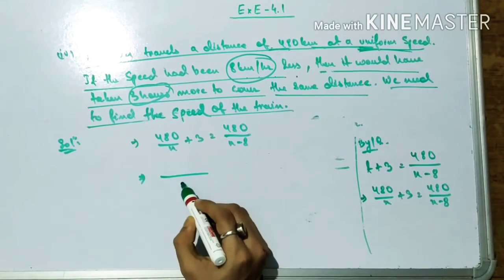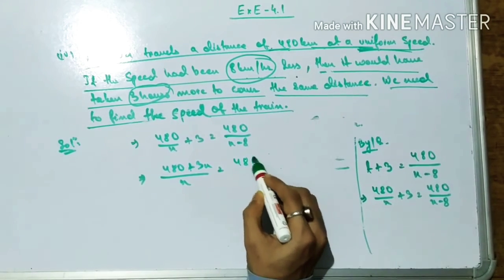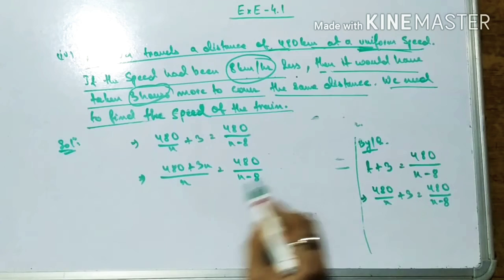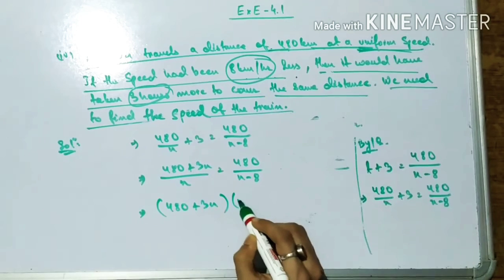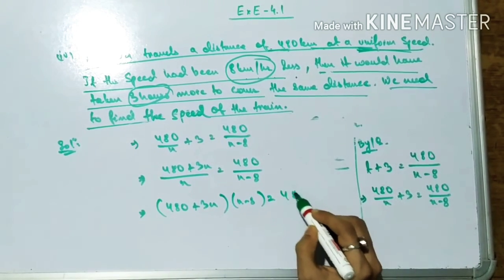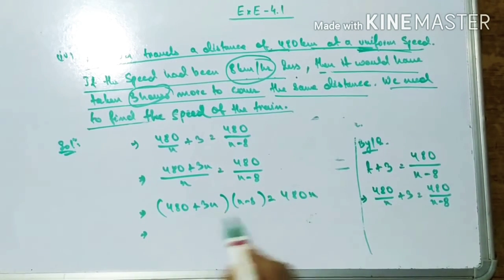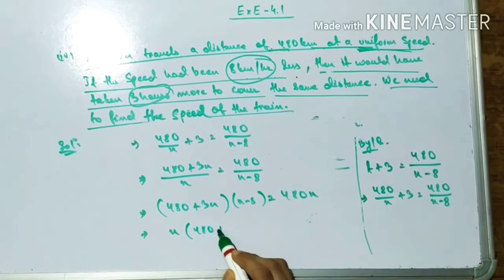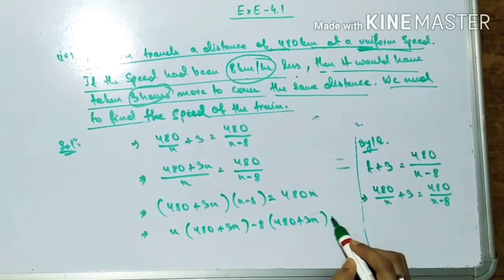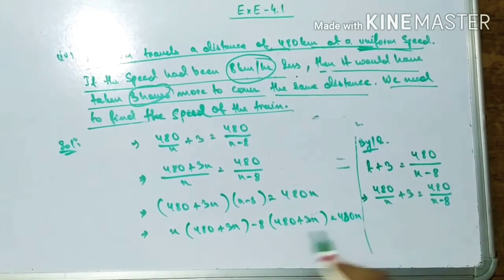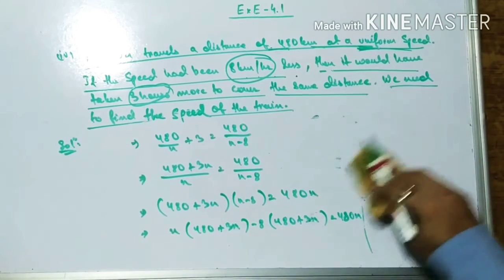Here I can take the LCM; x will be the LCM. So 480 plus 3x over x is equal to 480 by x minus 8. I will do cross multiplication. 480 plus 3x into x minus 8 is equal to 480x. If I multiply this out, x into 480 plus 3x, minus 8 into 480 plus 3x, is equal to 480x. This multiplication you already know, so I do not have to explain it.